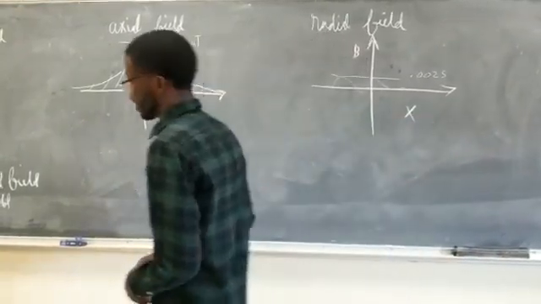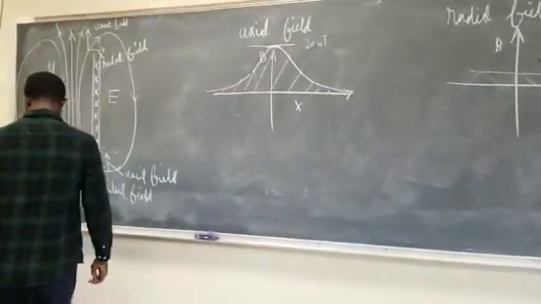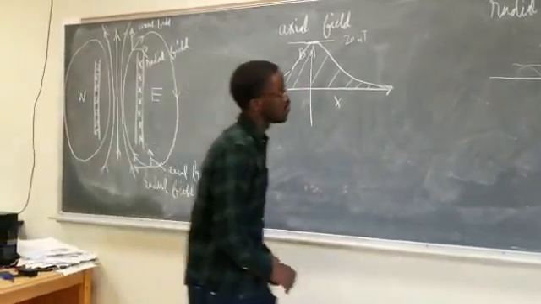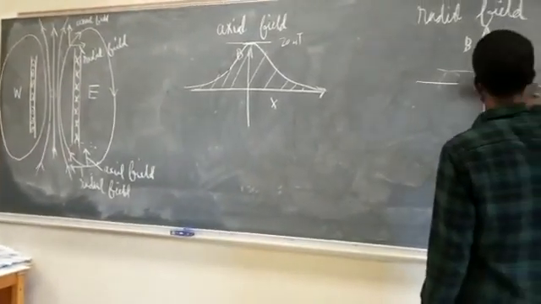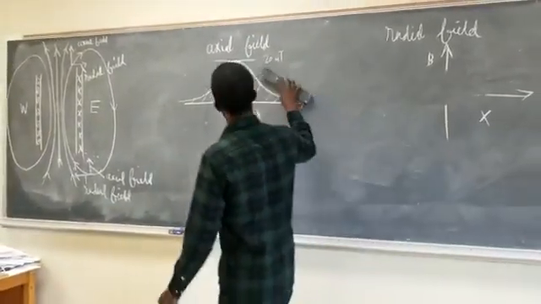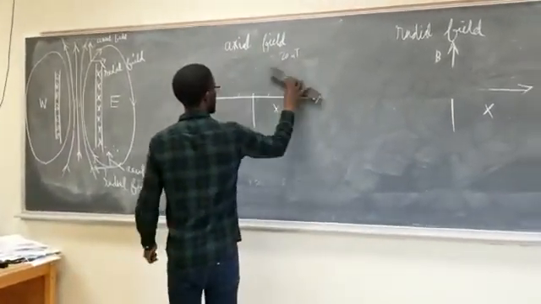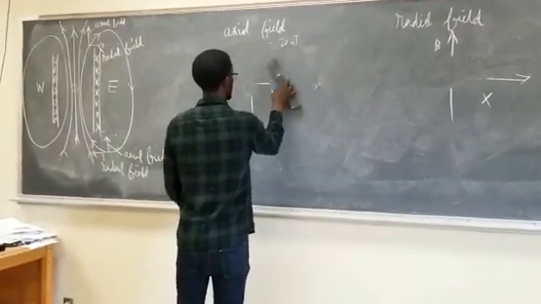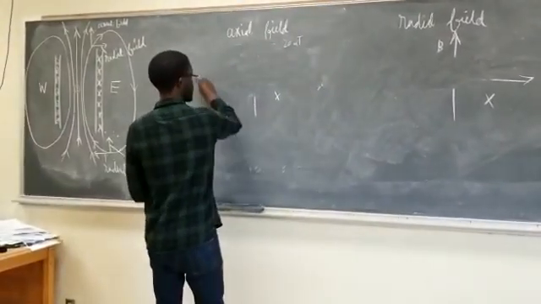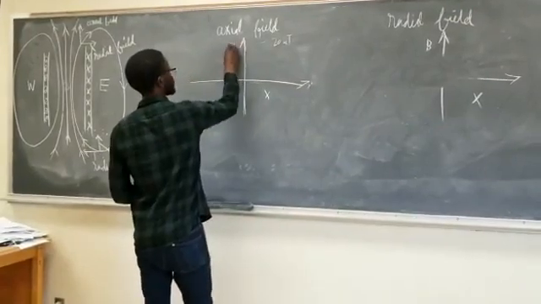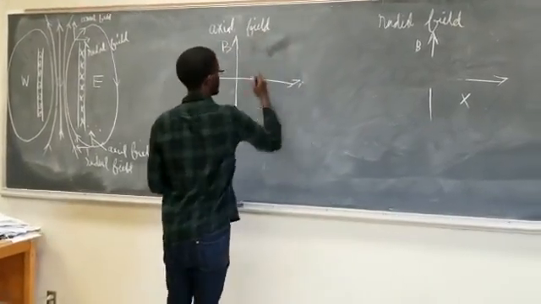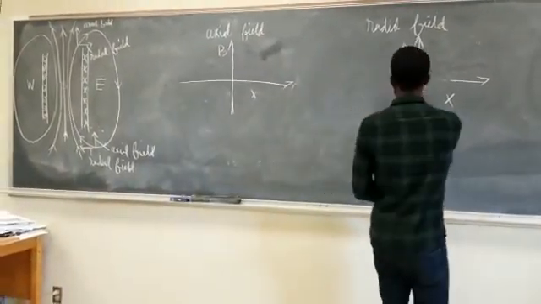Okay. Now, what happens when we look at the east side of the wall? Let me get rid of this for a second. Let's draw this real quick. This thing here is B, and this thing is X.